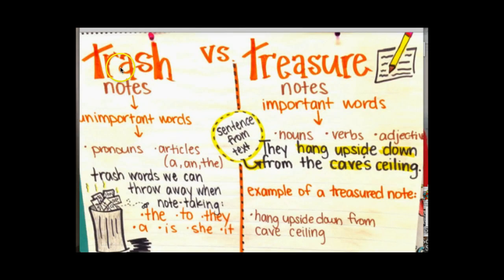All right, and then let's come back over here and we'll just look at the trash. This is what you don't want to do. You can leave out the unimportant words. The pronouns and the articles like a and the are trash words that you can throw away when note taking. The, to, they, is, she. Those little words are important when you go to write your paper. But right now, during the notes, just write the most important words, those treasure words that you're going to need to get you to the point where you start making your own sentences in your research paper.